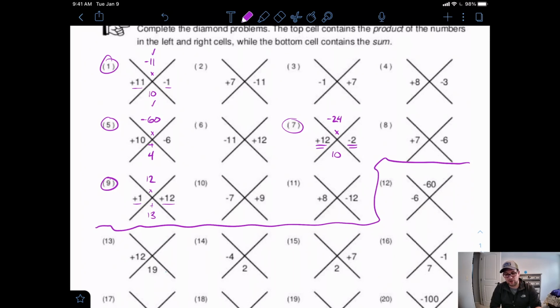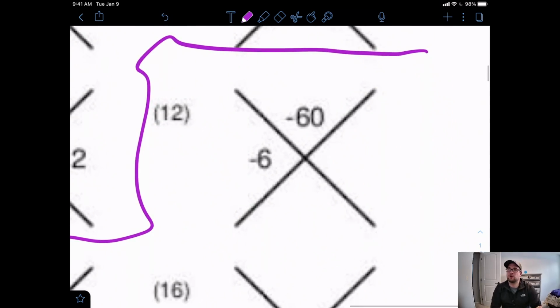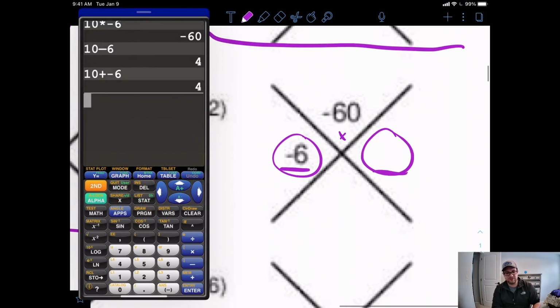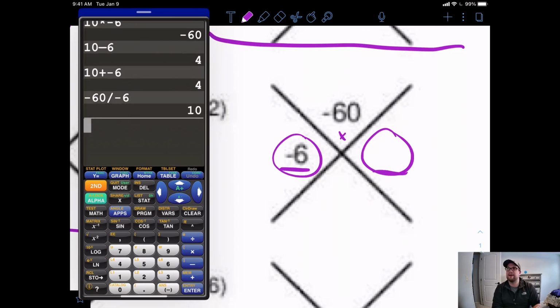And this is what I mean by harder. So this would be a harder problem. Now in this problem, notice how we don't know what the other number is, right? The side ones are the most important. So what I do know is that if I take -6 and multiply it by whatever this number is, I would get -60. So one way I can figure that out is that since -6 times something is equal to -60, I could take -60 and divide it by -6 to figure out what that number is.